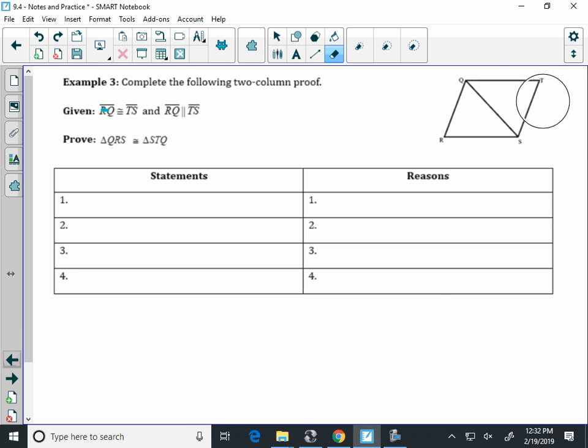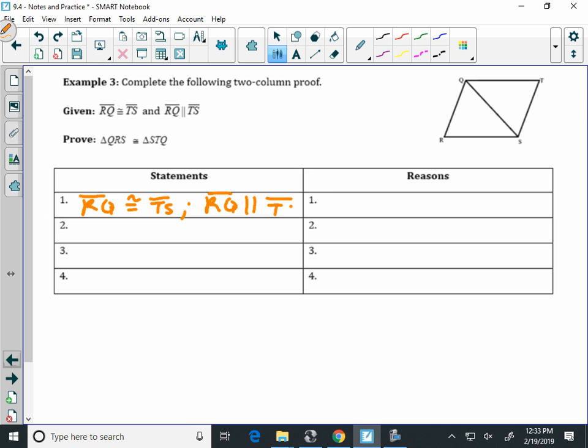Okay, so now we're given triangles, and we have to prove that triangle QRS and triangle STQ are congruent. So do your freebies. What are you going to put first? Given. Always put it first. RQ is congruent to TS, and RQ is parallel to TS, and that's always given. Again, what's our last statement? What you're trying to prove. Triangle QRS is congruent to triangle STQ.